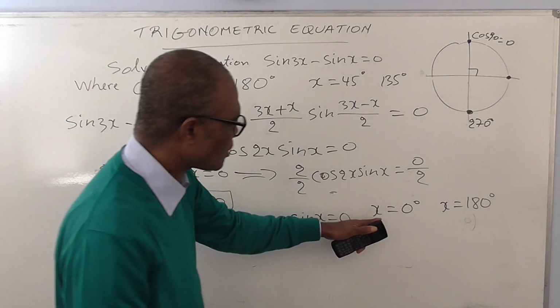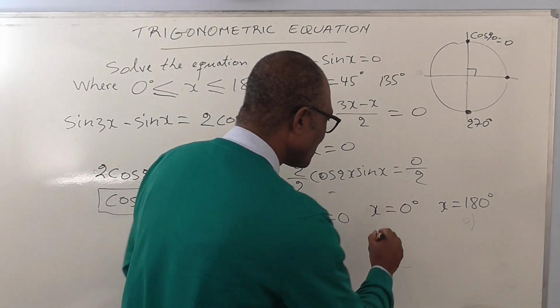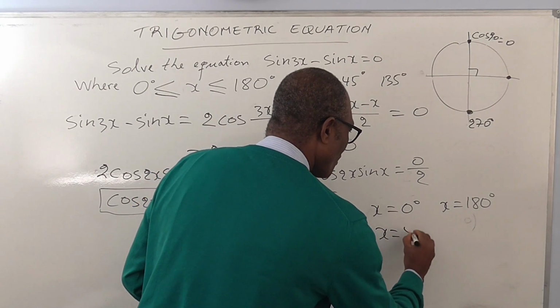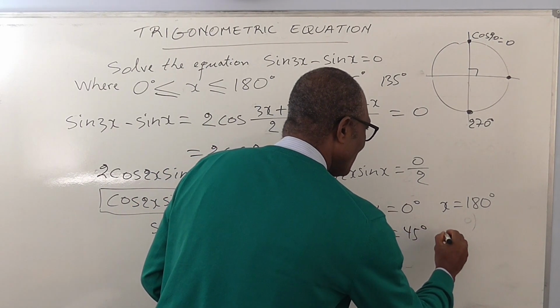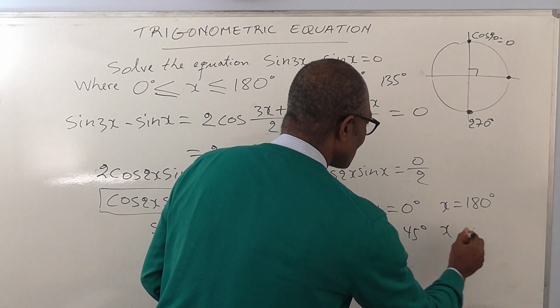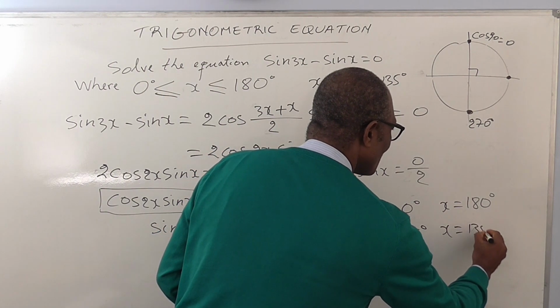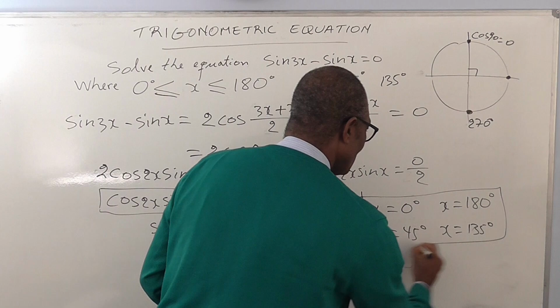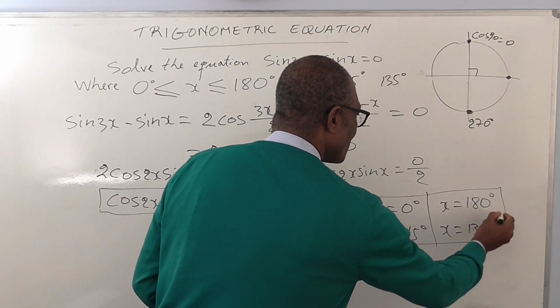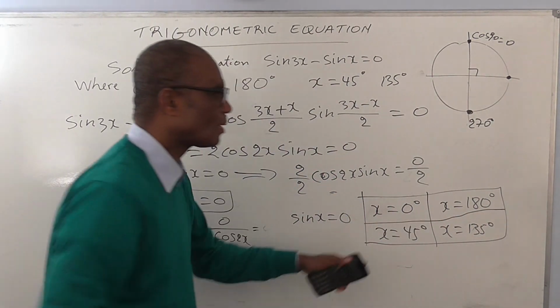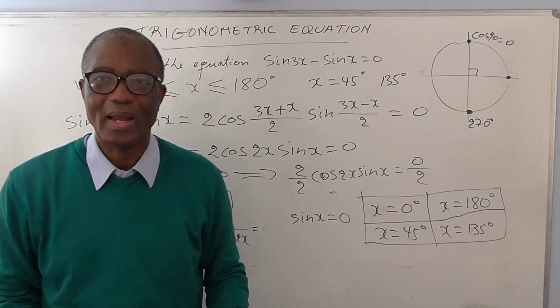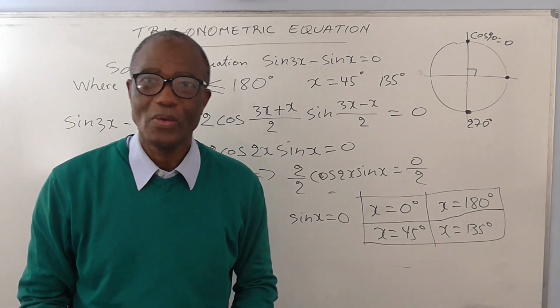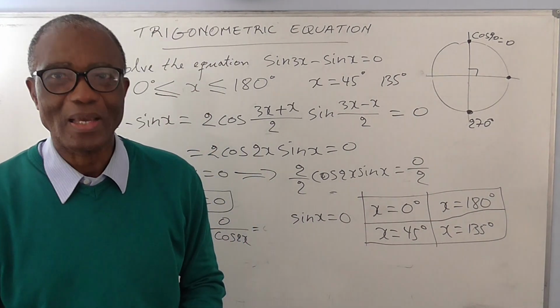So x is equal to 0 degrees, x is equal to 45 degrees, and x is equal to 135 degrees. And so look, we have solutions there. Our 4 solutions are there. Okay? Thank you very much.